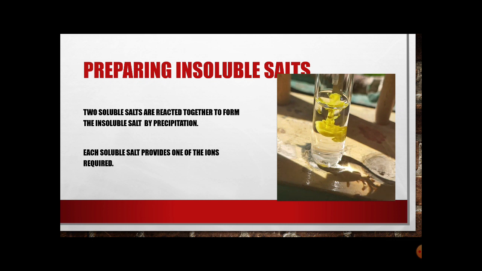Preparing insoluble salts. In order to prepare an insoluble salt, two solutions of soluble salts must be mixed together, which will result in a precipitate of the insoluble salt being formed. One solution will provide the cation, while the other provides the anion.